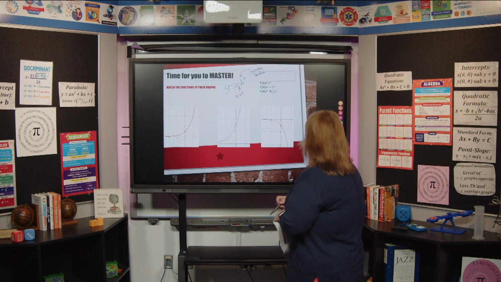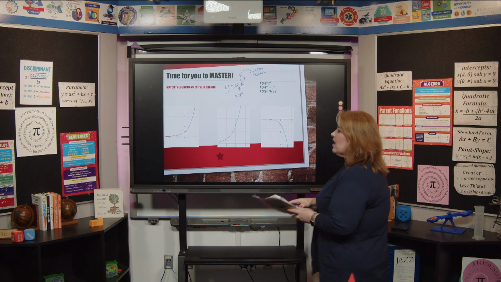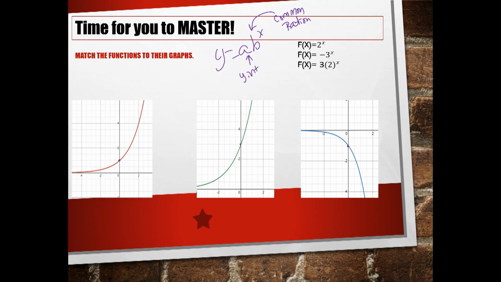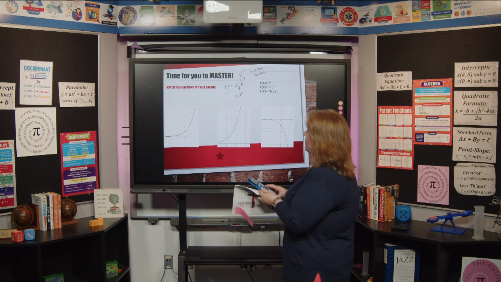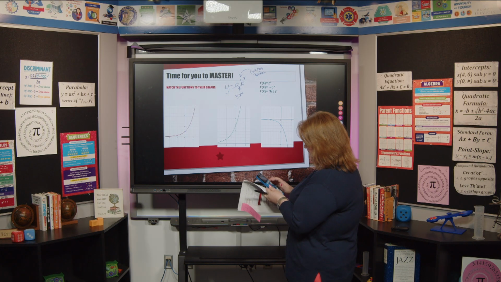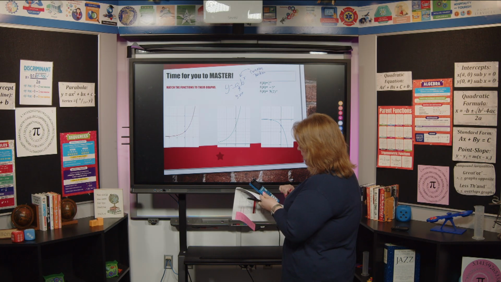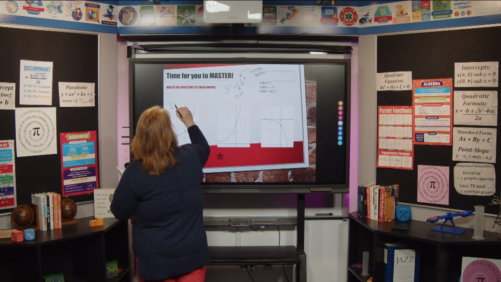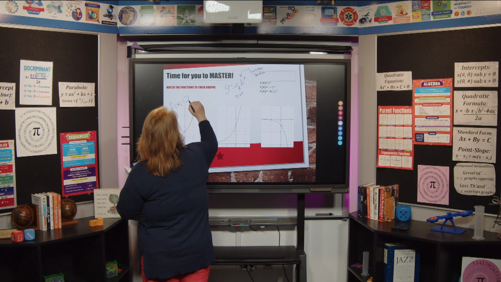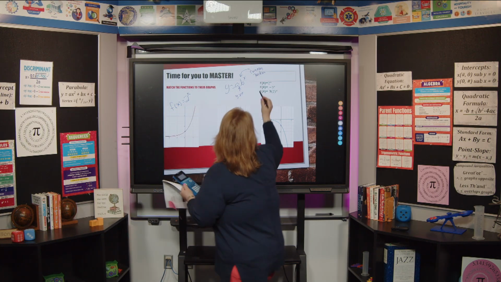So the easiest way, if we can't use those context clues, is to go to the calculator or Desmos. So let's put that first one in our calculator. So we go to our y equals feature. And in our y equals feature, we are going to put 2 exponent key x and hit graph. When I do that, I notice right away this one is my answer. So then we know what that one is.